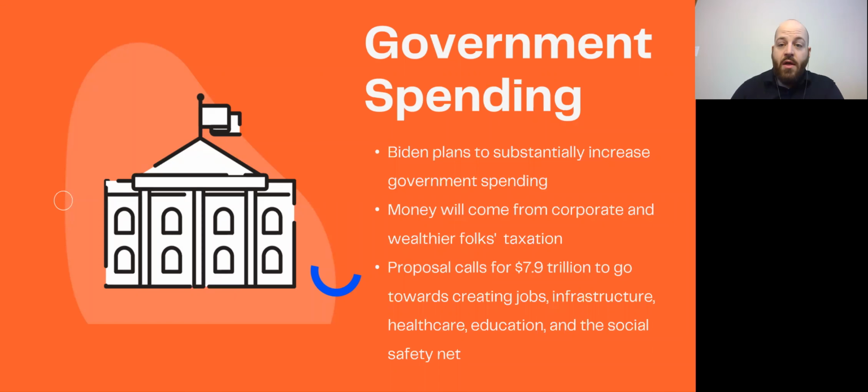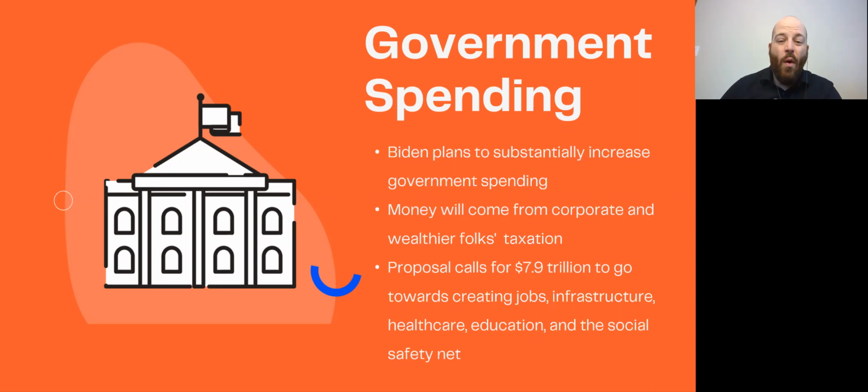Government spending. So this is fairly black and white according to the plans that have been put out there. Biden plans to substantially increase government spending. Money will come from corporate and wealthier folks' taxation. You can tell that's basically right off the stump speech, right? Wealthier folks' taxation.